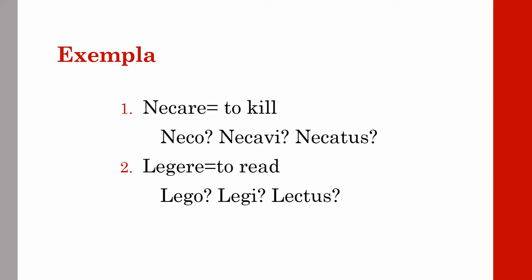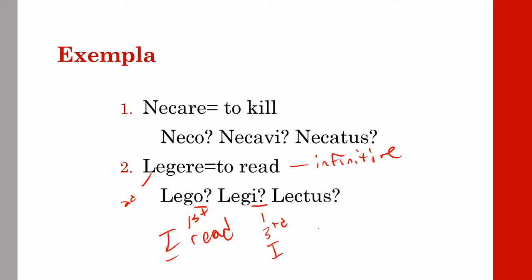Okay, hopefully you paused. Legere is the second part. It's also known as the infinitive, right? The lego is the first part. I know this because it has the O, and it says I read because it's first person and it's present tense. Legi has an I, which means it's the third part, and it's past tense. So it's also I, but it says I read. And then the last one with the funky US is the last part of the verb, the one that is called a participle, and it says having been read.